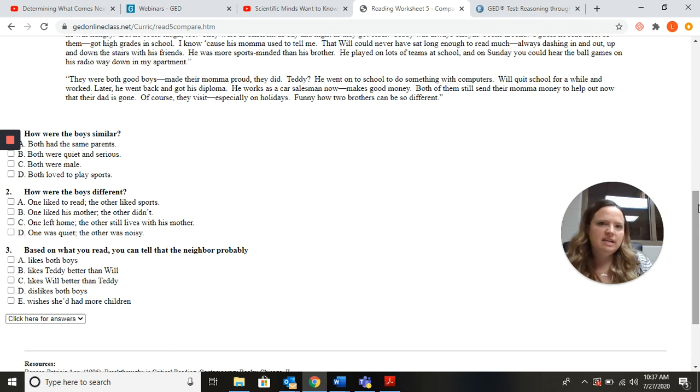So as you can see, you need to have read the entire paragraph to understand the comparison. You're not going to find the answer word for word in the passage. Just like with the first question where it said they both had the same parents, that was something I inferred, that I read between the lines. It didn't come out and say they both had the same parents, but the lack of talking about a divorce or step parents led me to believe that they had the same parents.